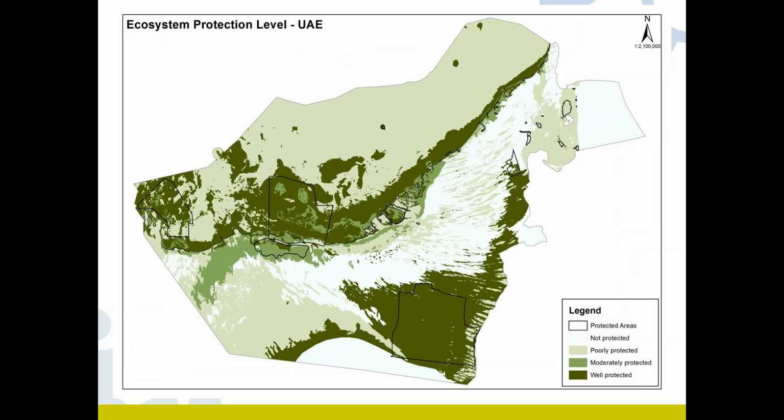Here's the example of the results of the assessment for the UAE. The dark green colors are ecosystems that are well protected. The light colors are places that aren't well protected or not protected at all. And again, very quickly we get a picture of the different types that are actually quite well covered by protected areas and systems that are very poorly covered.